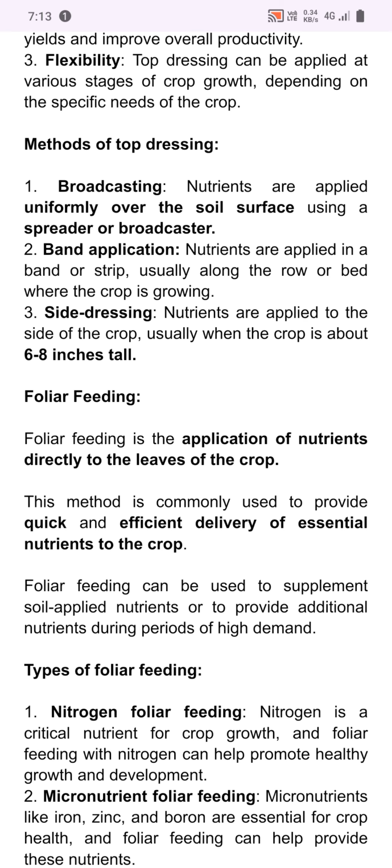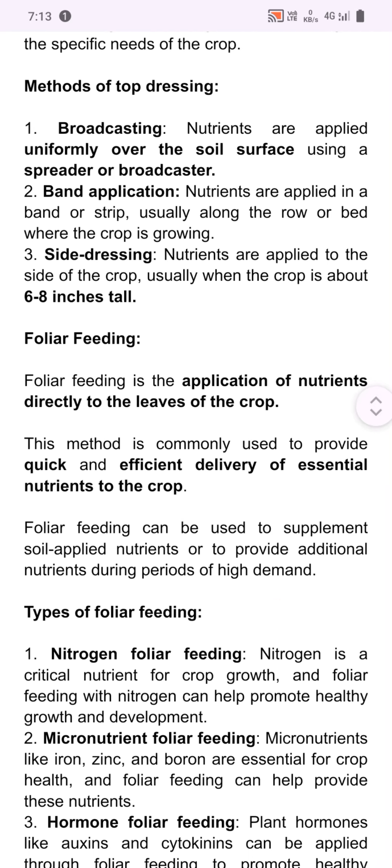Methods of top dressing: broadcasting, band application, side dressing. Broadcasting: nutrients are applied uniformly over the soil surface using a spreader or broadcaster. Band application: nutrients are applied in a band or strip, usually along the row or bed where the crop is growing. Side dressing: nutrients are applied to the side of the crop, usually when the crop is about 6 to 8 inches tall.